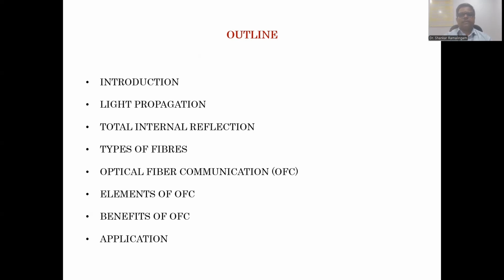Next to that, we'll see the block diagram of optical fiber communication system, followed by various elements of fiber optic communication or optical fiber communication system. And we will also discuss benefits or advantages of optical fiber communication system and their applications. Before completing this presentation, we will see the scope of optical fiber communication system.